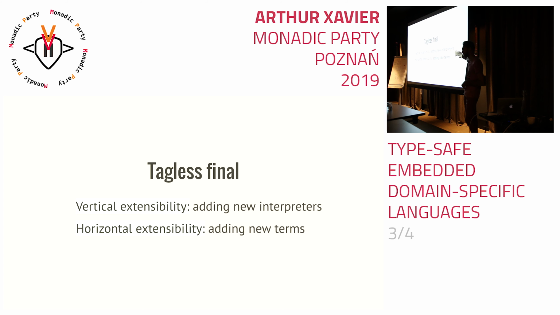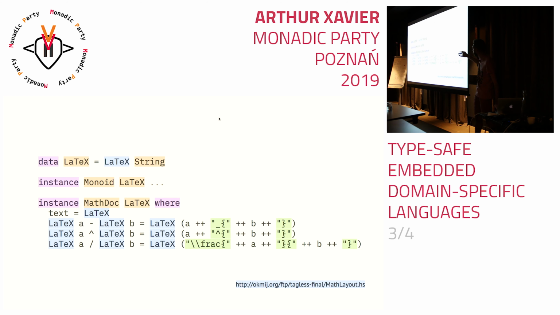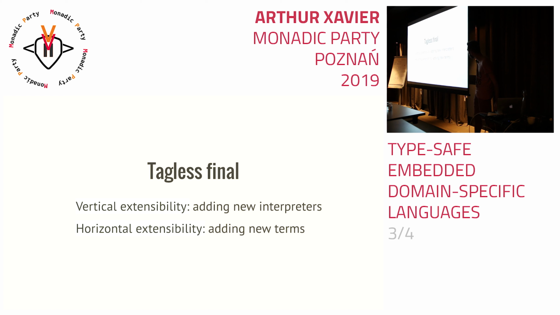Like we want extensibility by being able to add new interpreters. This is called vertical extensibility, where suppose we now want to interpret this thing into HTML, right? What we do, hopefully some of you can see, is that we just add a new instance, because instances are interpreters here in this case. We just add instance MathDoc HTML.